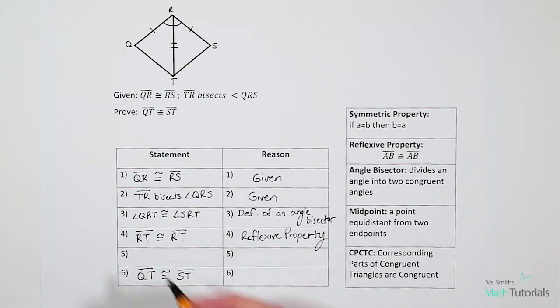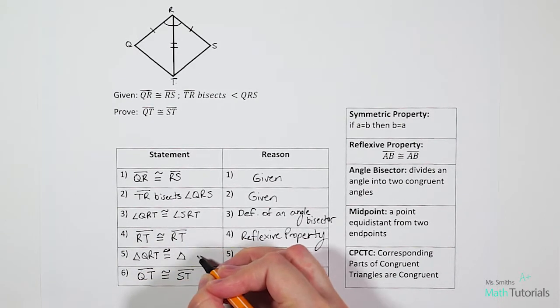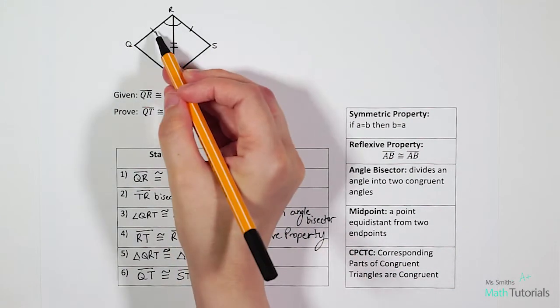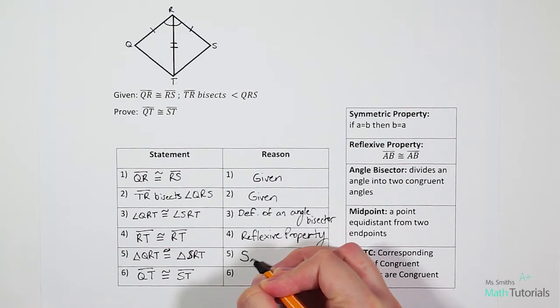So let's state that. We've got triangle QRT is congruent to triangle SRT. And the reason why we know these two triangles are congruent to each other is side, angle, side. It's totally fine to just shorthand SAS.